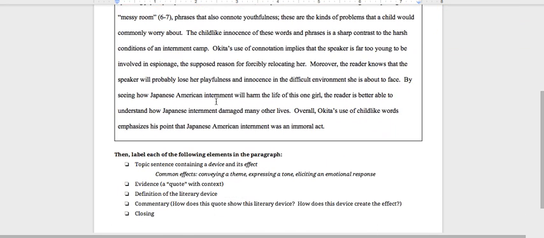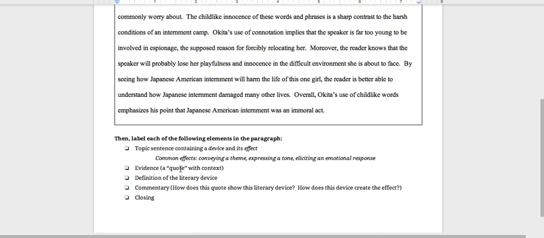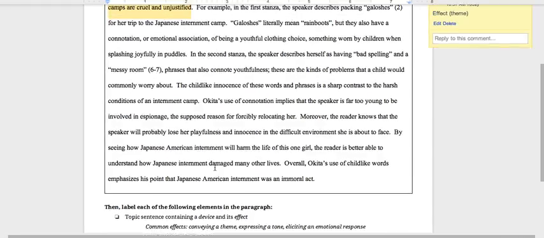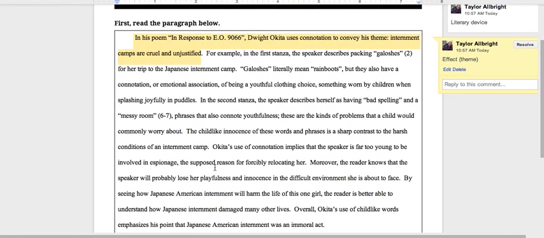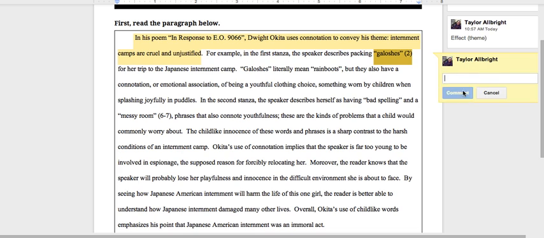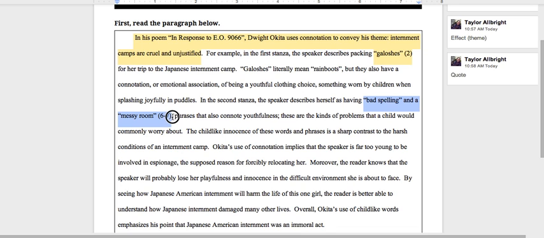The next thing that I'm looking for is the evidence. I need both a quote or multiple quotes from the poem, and I also need context, an explanation of what is happening in the poem right around where I found the quote. So the quotes are pretty easy to find. You can find them by the quotation marks and the citation of the line numbers in parentheses. So here I have quotes for galoshes. And down here I have quotes for bad spelling and a messy room in lines 6 and 7.